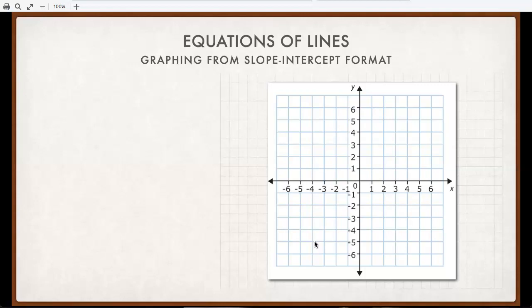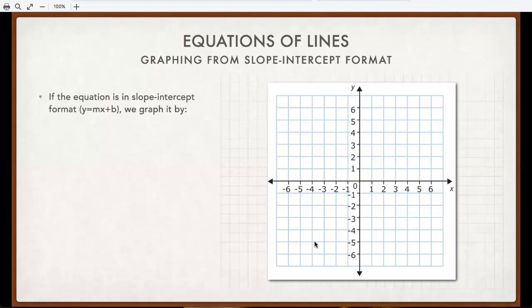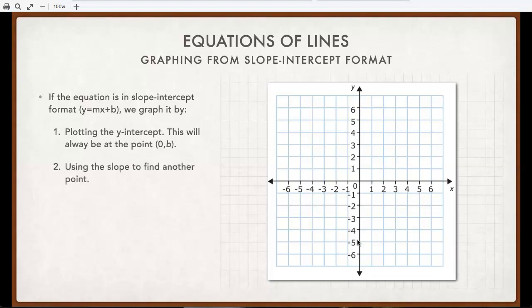Let's take a look at this in practice. So if we're given an equation in slope-intercept format, here's how we'll graph it. First, we plot the y-intercept. It'll always be at the point (0, b), because the y-axis goes along where 0 is on the x-axis, and then b will tell us where on the y-axis that point will be. Then we'll use the slope to find us a second point.